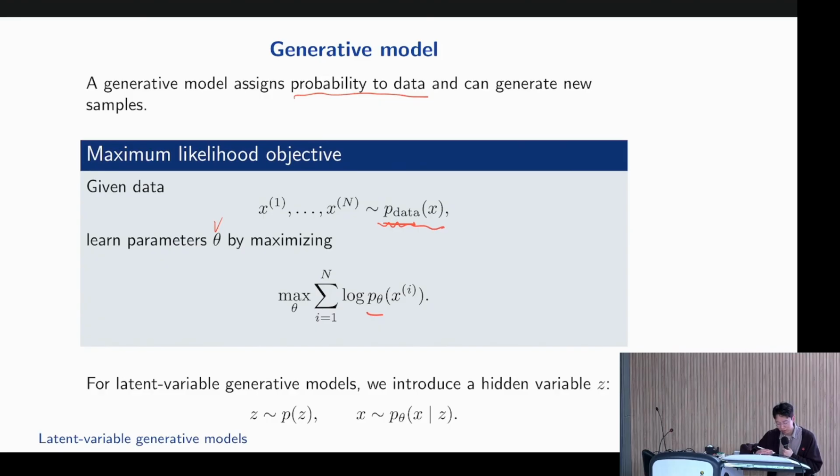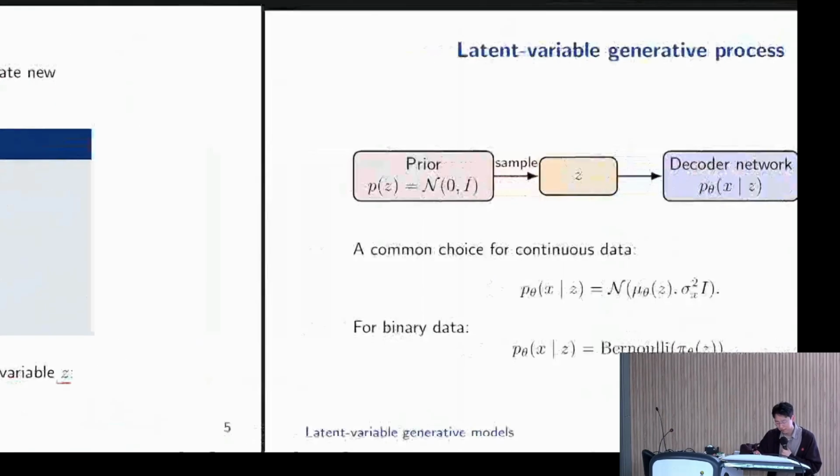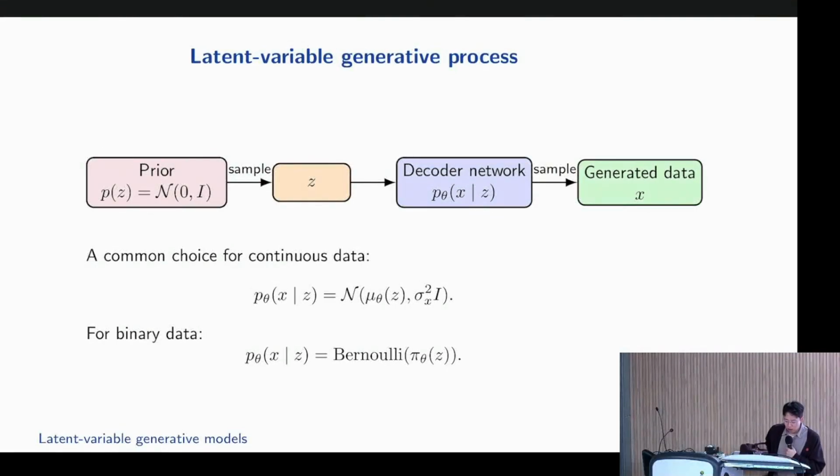In latent variable generative models, we introduce a hidden variable Z, and it influences the generative process of X. During the generation process, we sample from our prior distribution and pass it as input to the decoder network. This decoder network defines a distribution on X given Z, and we sample from this. That's going to be the generated sample.